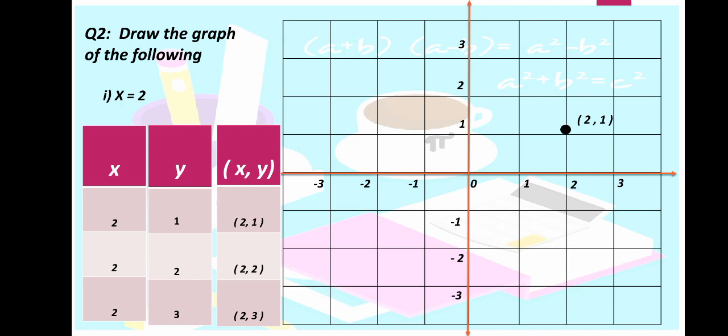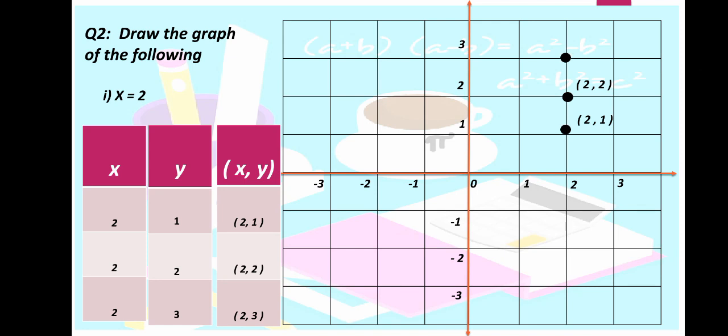Next row is (2, 2). So here we will see the same: x-axis 2 and y-axis is also 2. So 2 and 2 are intersecting at this point. So we will mention the ordered pair (2, 2). Next is (2, 3). So 2 and 3 are intersecting at this point.